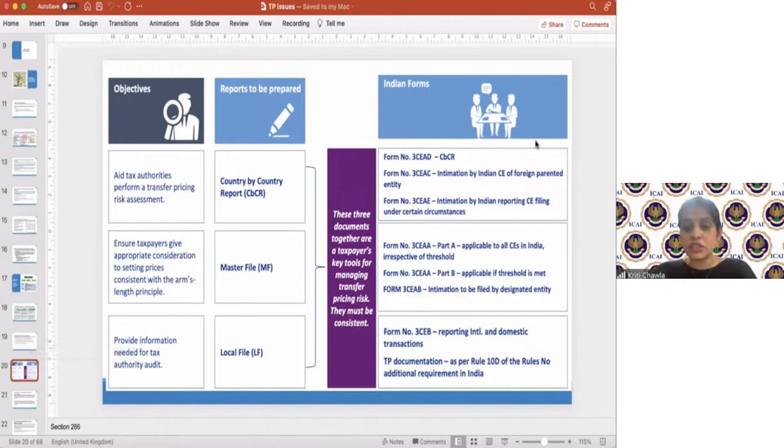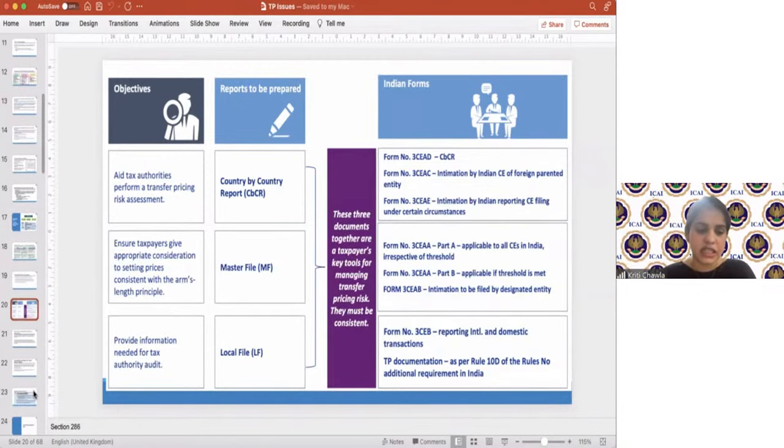Now, I'm going to come back to this document in a while. This is a very, very good chart, because it talks about all these forms: Form 3CAD for CBCR, Form 3CEAA for master file, Form 3CEB for local file, etc. It's going to give you information on all the forms, but we'll discuss all this in detail. Before that, I want to talk about the threshold limit, and then I'm going to come back to this slide.